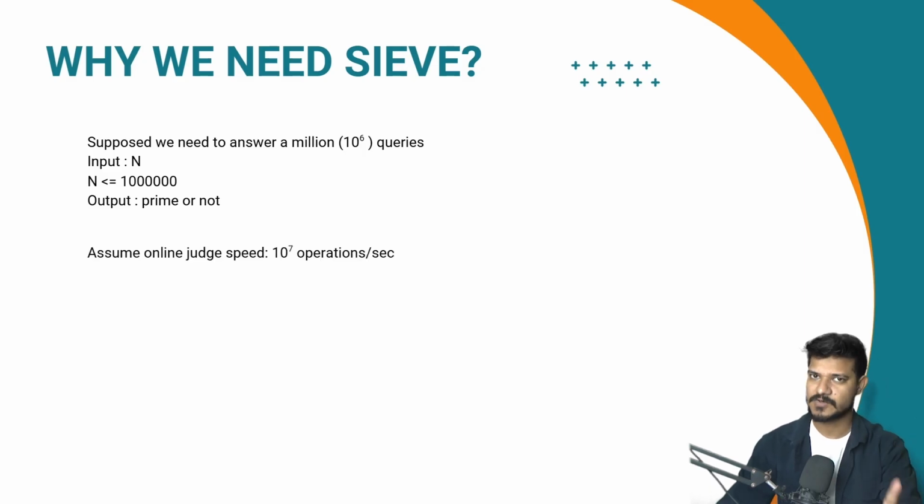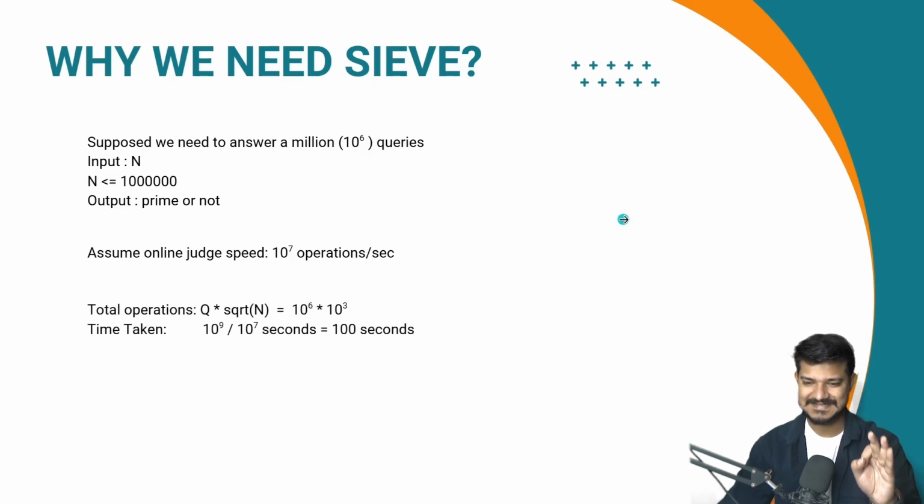For a rough approximation, you can assume that the online judge has a speed of 10^7 operations per second. This is a very good estimation and approximation. I have utilized this assumption throughout my competitive programming for estimating whether my solution would get TLE or not. So you can assume that the online judge has a speed of 10^7 operations per second. Now let's approximate how many operations we'll need.